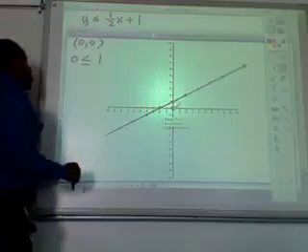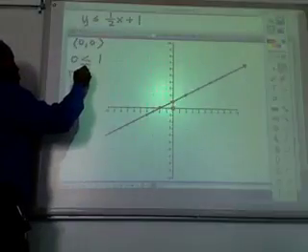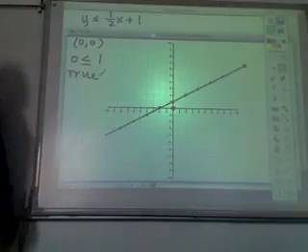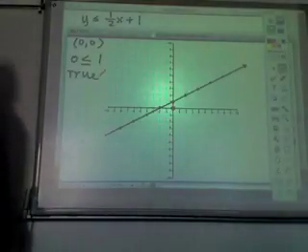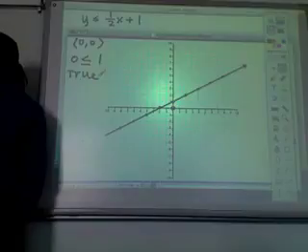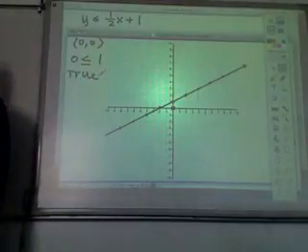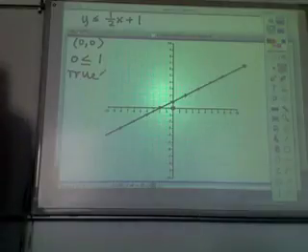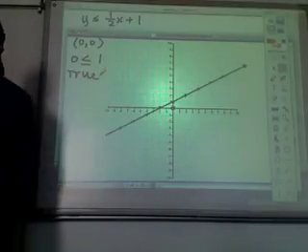Is this true or false? What did our information tell us about the true region? What does true say? Okay, so where's my test point located? So where should I shade? Underneath.